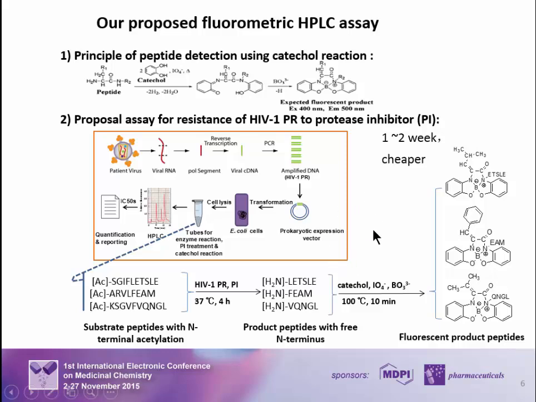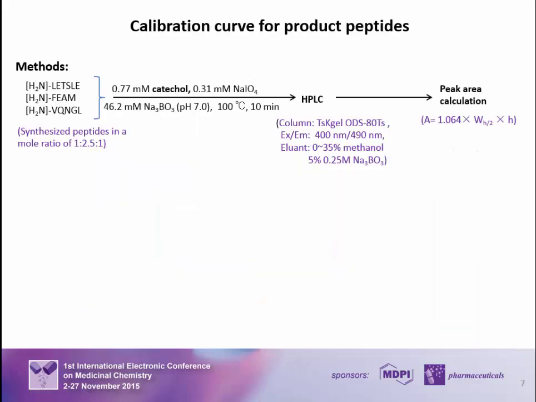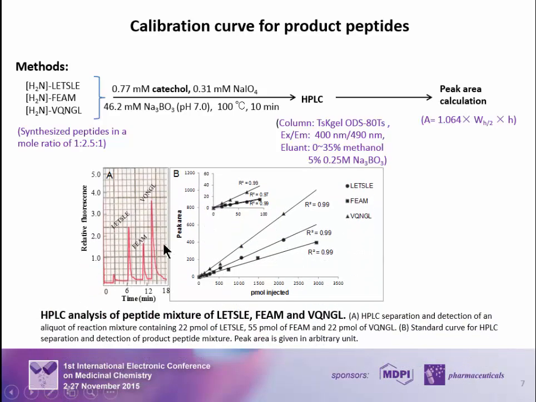assay. So to prove this assay is workable, a calibration curve for these 3 product peptides was first made. The synthesized product peptides were reacted with the catechol under the condition, and then the fluorescence products were analyzed by reverse phase HPLC. Figure A is the chromatogram showing the peaks of these 3 product peptides, and figure B is the calibration curve. The y-axis is the peak area, and the x-axis is the peptide concentration.